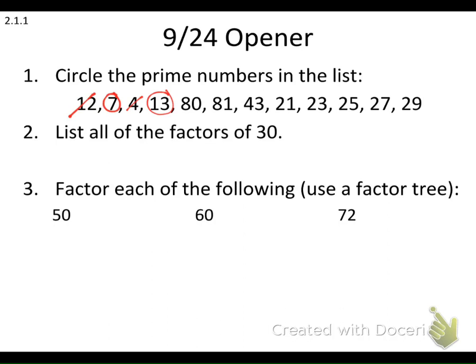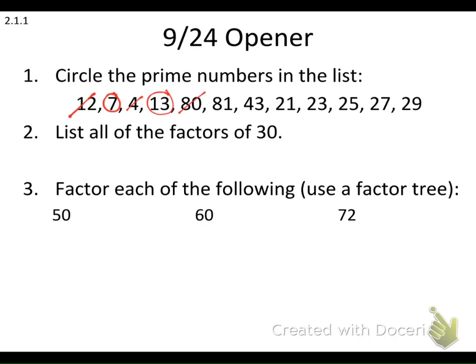80. Is 80 going to be a prime number? 10 times 8. 10 and 8. Okay, we have 1 and 80. We have 2 and 40. So automatically right here, we know it's not prime because it has more than 2 factors. 80 is going to be a composite, so we're going to scratch it.